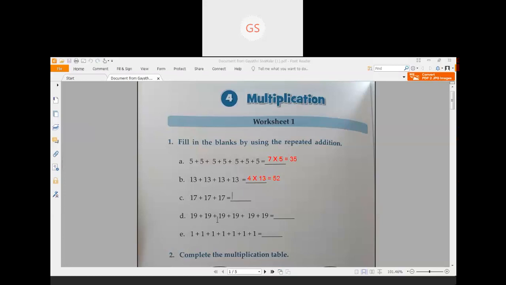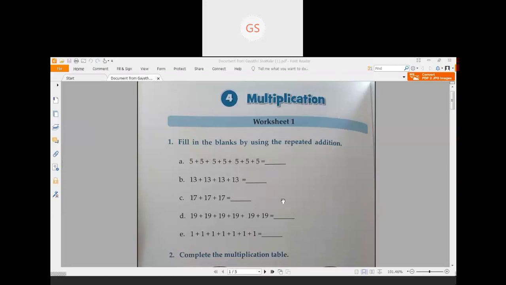Now next one. How many times is the number repeated? 3 times 17. So 3 times 17 is equal to. What is the answer? Very good, Sarveshwar. The answer is 51. Now D and E you will do by yourself, not now. We'll move on to the next one. You can do it later.